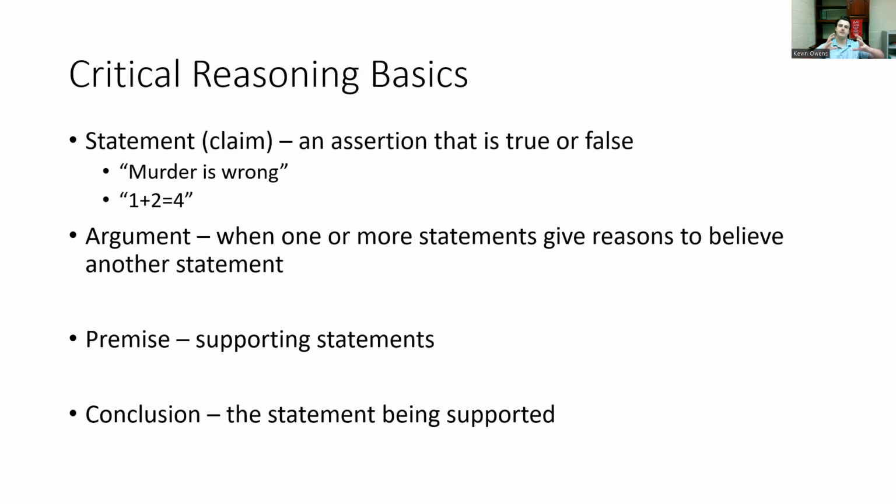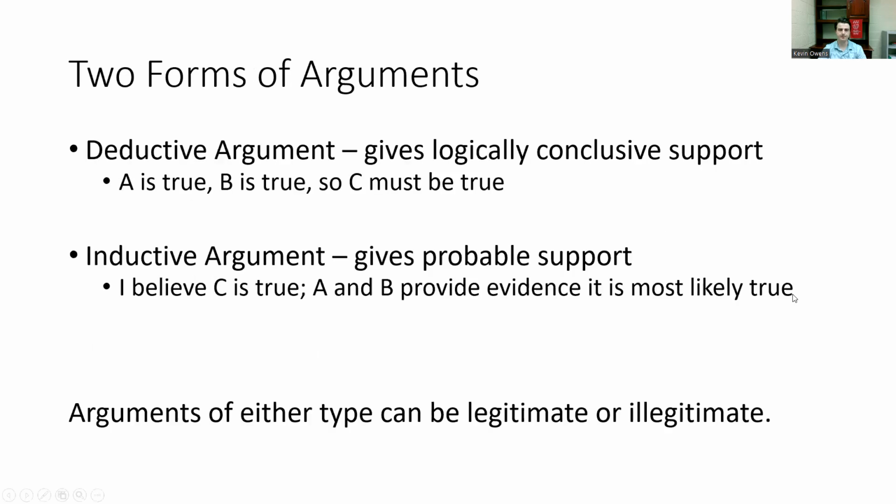An argument is a collection of claims that give reasons to believe another claim. So when you're constructing an argument, you're going to have claims that support a claim, right? Statements supporting a statement. We call the supporting statements premises, and the statement that is being supported, we call that the conclusion. So we've got premises, which are claims that support a conclusion. And that is what an argument is from a philosophical point of view.